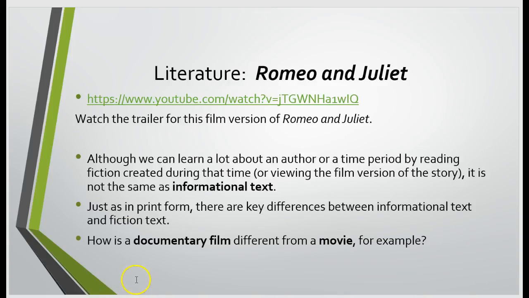Okay, now we're going to take a moment and watch a trailer for the latest film version of Romeo and Juliet. And you're going to see a very big difference between a documentary film and one that is fictional and made for entertainment. So just as you have differences in text, I want you to see that we can have similar differences when we look at other versions of informational text like film. So take a moment and consider the differences between a documentary film and a movie.